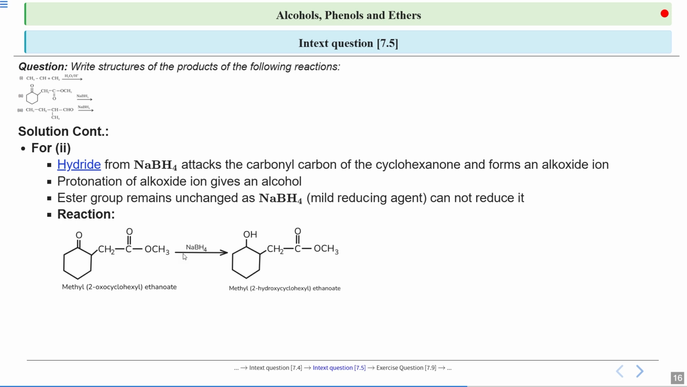So this is how sodium borohydride reduced your carbonyl group. And you will see that this ester group over here remains unchanged because sodium borohydride is a mild reducing agent. Okay, because it is a mild reducing agent, it will not reduce this ester group. Okay, let's move to the next question.